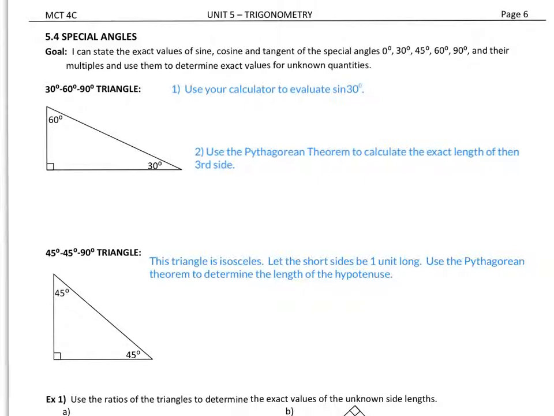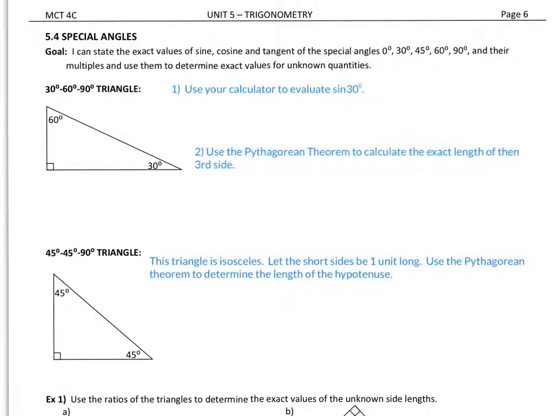So, first of all, we're going to start with a 30, 60, 90 degree angle triangle. I have a nice little picture here. I've labeled the angles appropriately. What we're going to do here is use your calculator to evaluate the sine of 30 degrees. Make sure your calculator's in degree mode, of course. When you evaluate that, you're going to notice that you get a nice terminating decimal value of 0.5. So the sine of 30 degrees is equal to 0.5.